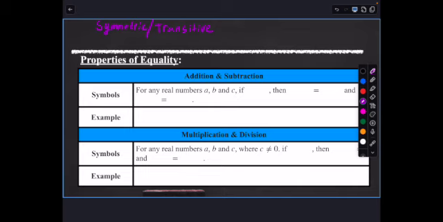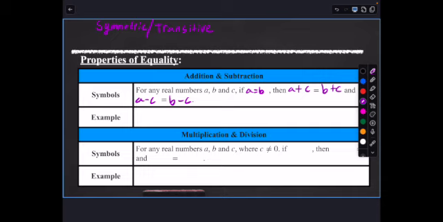Here's a few more properties of equality. We have the addition and subtraction property of equality and the multiplication and division property of equality. For the addition subtraction, for all real numbers a, b, c, if we know that a equals b, then we know that a plus c equals b plus c. Right? We can add a new number as long as we add it to both sides. A equals b, we can add on a constant to both sides. Or we can subtract a constant on both sides.